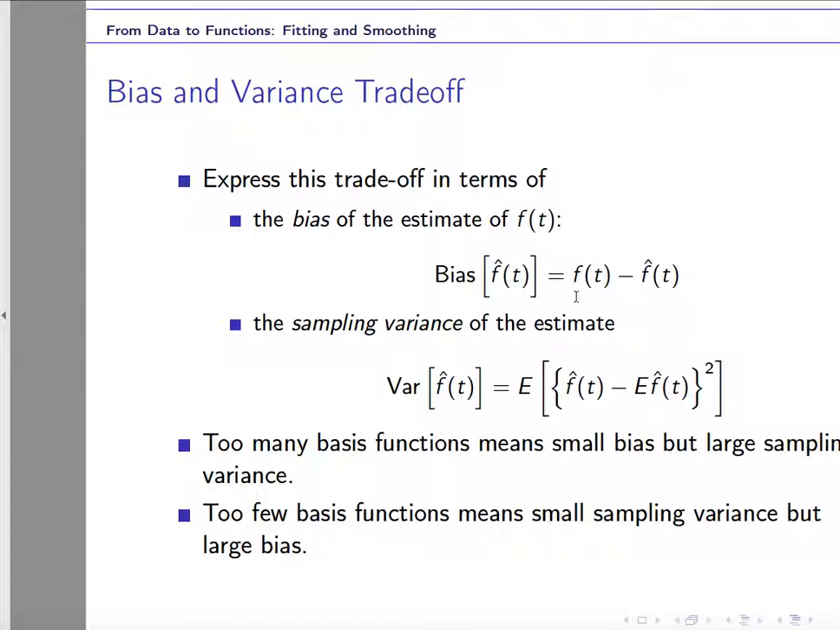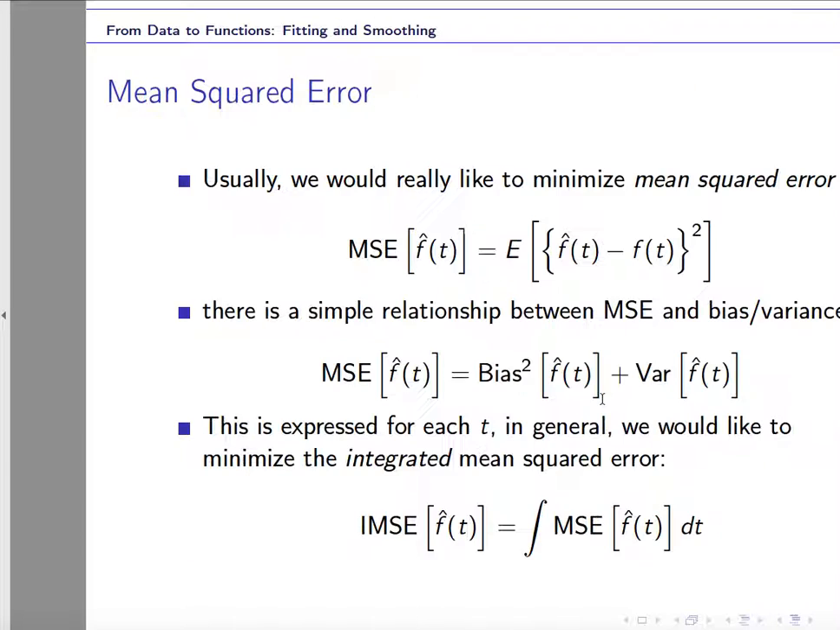So here, just to give you the impression for the bias. The bias is f(t) minus f hat(t), and the variance is the expectation of f hat(t) minus the expectation of f hat(t), squared. If we have too many basis functions, we will have a small bias but a large variance. If we have too few basis functions, we will have a large bias but a small variance.